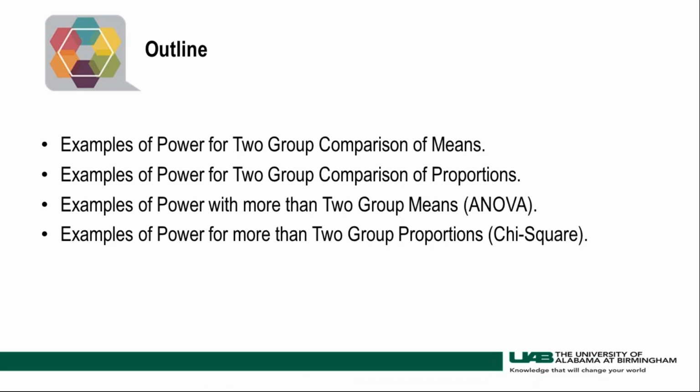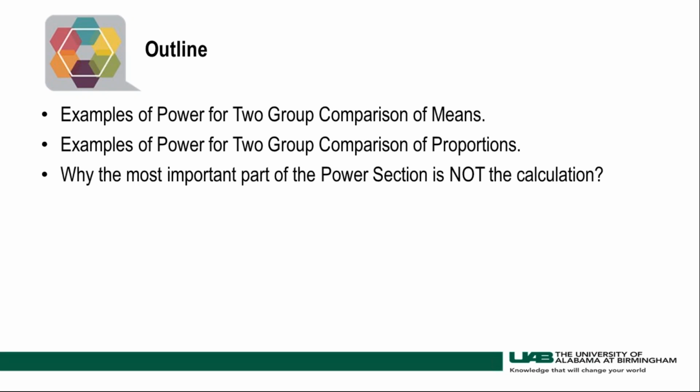So we're going to go through an example of power for two-group comparison of means, two-group comparison of proportions, ANOVA, and the chi-square. That's rather ambitious, but those are, honestly, what I'm called on to design almost every week. This weekend I'll have three of these to calculate and send out to people. Some of them are going to be much harder than I want them to be.